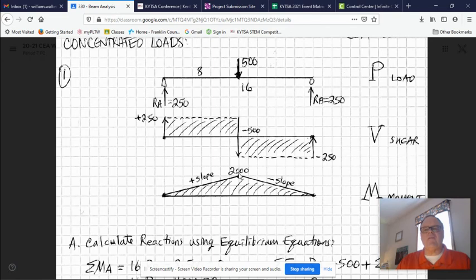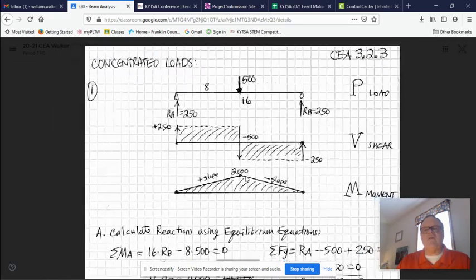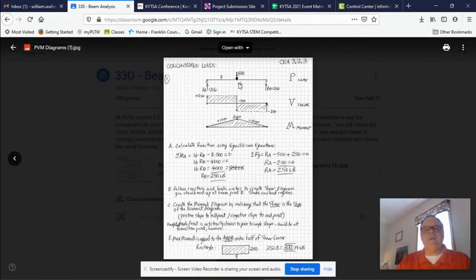Now, how do you get the maximum moment? You find the area of this half of the shear curve, which is a rectangle, which will be 250 times 8, which will give you 2,000 foot-pounds. So that's how we solve the actual point load.